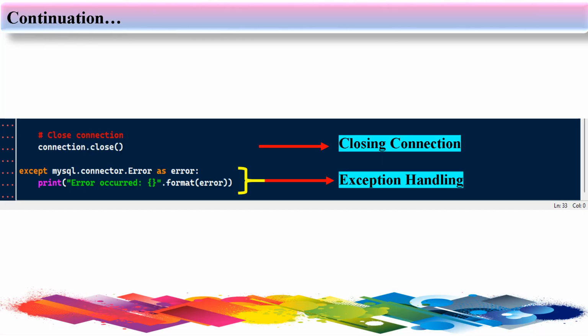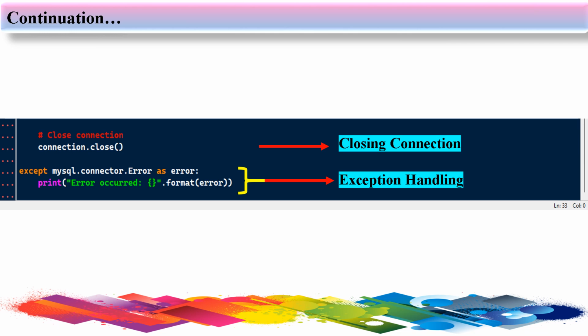Next, we are closing the connection. connection.close(). Finally, we close the database connection using the connection.close method. It's essential to close the connection once you're done with your database operations to free up resources and avoid potential issues.